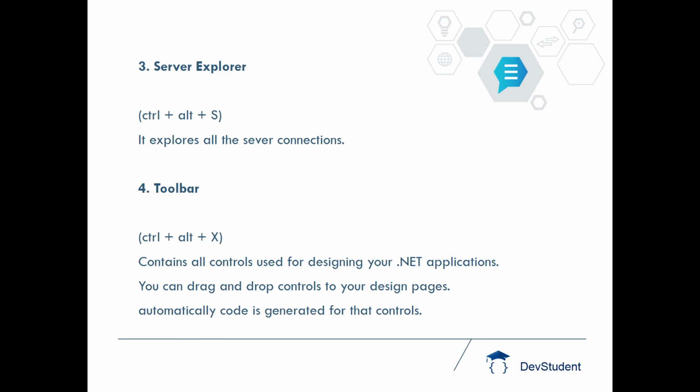The third one is Server Explorer. Ctrl plus Alt plus S is the shortcut for Server Explorer where you can see all database connections and other cloud connections. Fourth one is Toolbox, where Ctrl plus Alt plus X is the shortcut. All the controls will be present there. You can drag and drop them to design your web pages or your Windows applications.